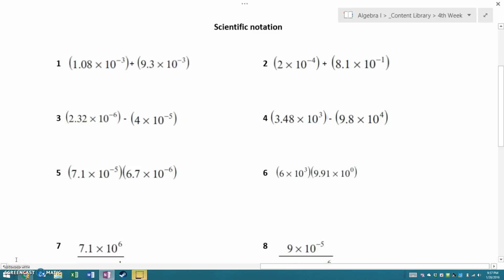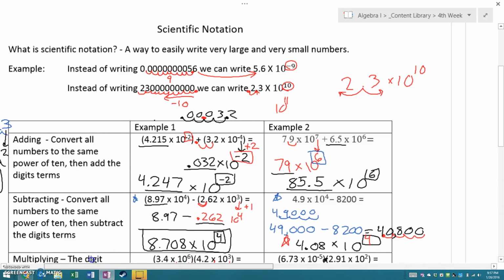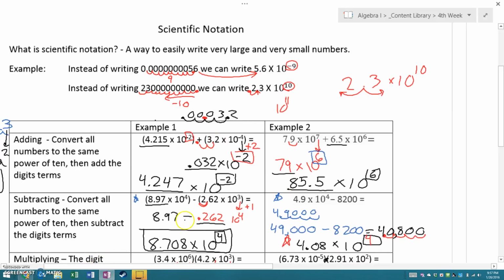Hey guys, I'm just going to talk over some scientific notation stuff. This is the blue packet for scientific notation that y'all got on Monday. I'm going to go through a couple of the problems on the second page. Everything that we did in class is on that first page. And this looks a little messy here. What you wrote down is a little messy too.